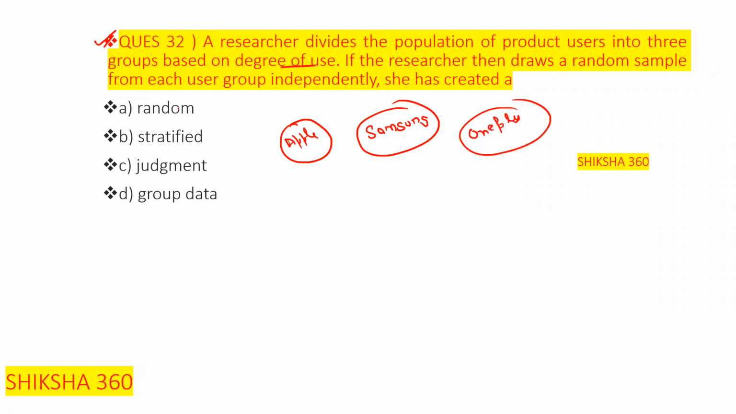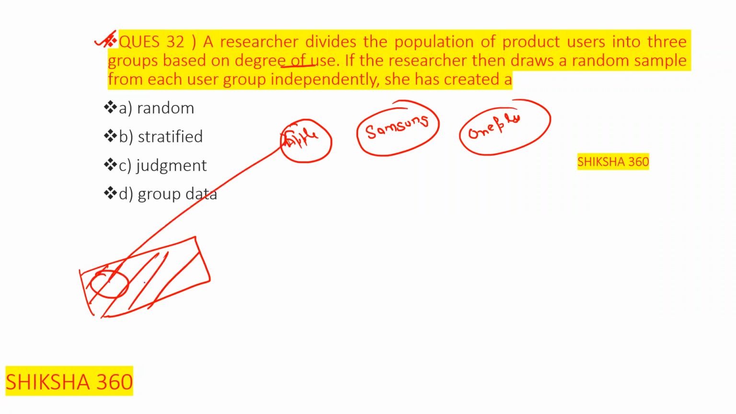So basically it's the researcher. All are present earlier in this block. Apple users have to put it here, Samsung users have to put it here, and OnePlus users have to put it here. So a researcher divides the population of product users into 3 groups based on the degree of use.